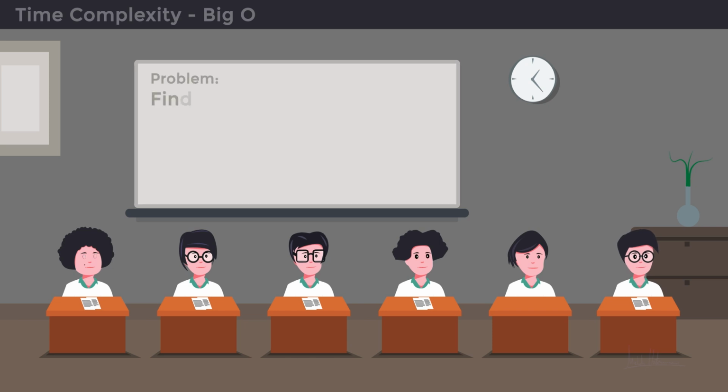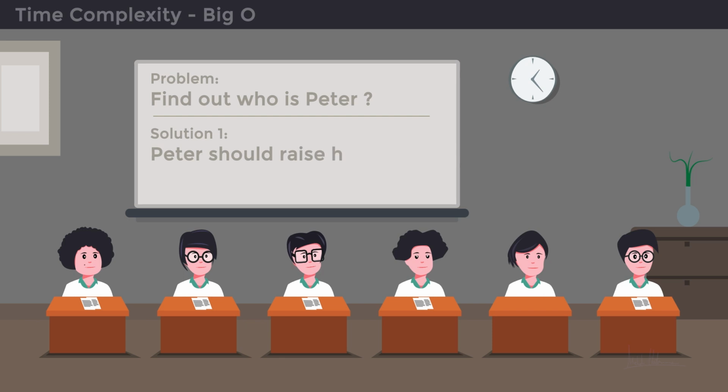Now let's wrap up with an example. Here we have some students and the problem is to find out who is Peter. In the first solution, we ask who is Peter. Regardless of the input size or the number of students, Peter will raise his hand. Therefore, the input size does not influence the time it takes to find out who Peter is.